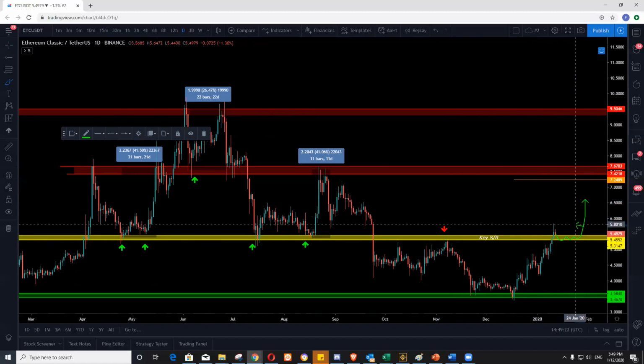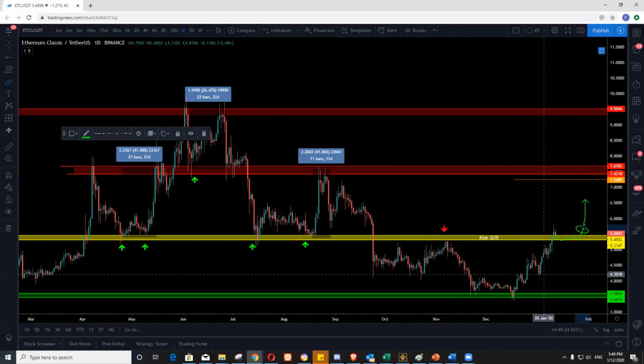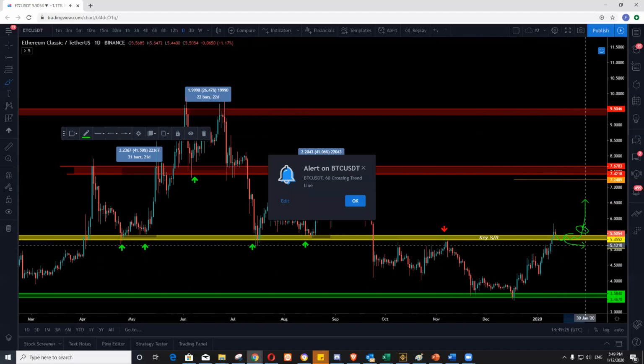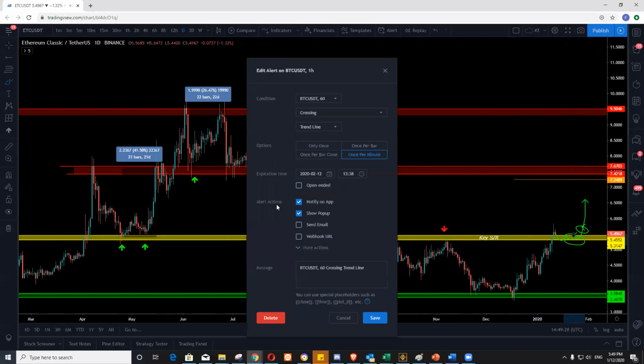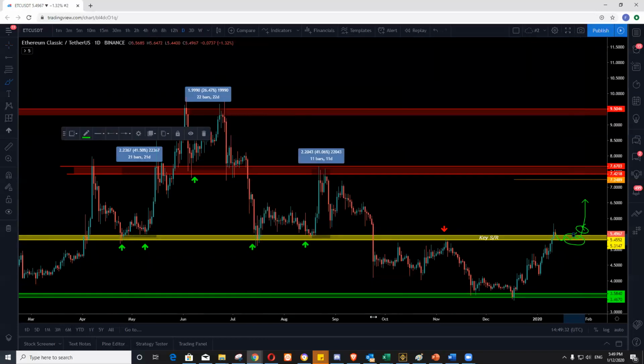So you can market buy when it starts to move up, or at least you can buy here after some time. Sorry, let me delete this alert. So you can buy here. So I have two options: I need to market buy when it's going up, or I need to set my levels here.